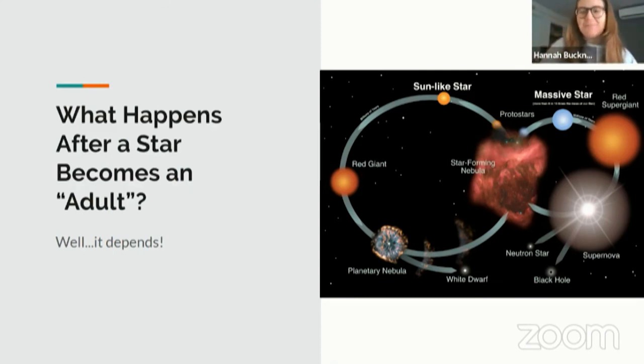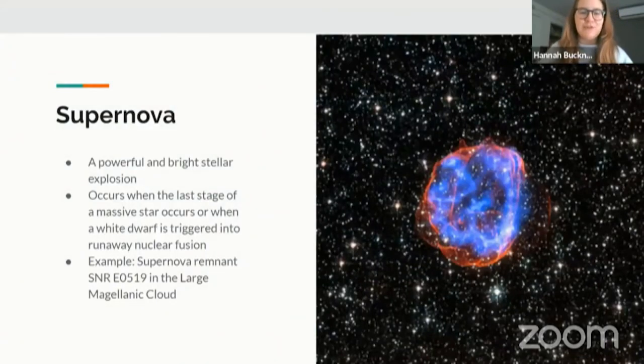And so, a supernova, like I said, is a powerful and bright stellar explosion. It occurs when a star reaches the end of its stage, or actually it can happen with white dwarfs, but that is an astronomy thing that I could talk about for hours, and we don't have that kind of time. So the example you're seeing here is actually a supernova remnant, SNR 0519, and it's in the Large Magellanic Cloud, which is pretty cool. I think it looks nice.